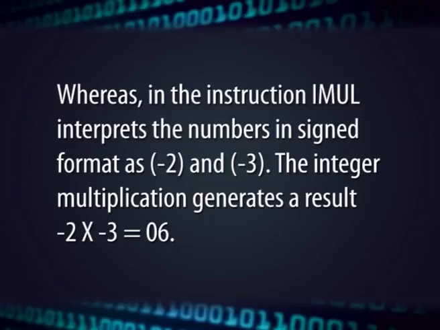The integer multiplication generates a result of -2 multiplied by -3, and the result is equal to 06 instead of FD02 if it were an unsigned multiplication. So, the result 06 is stored in the register AX after the execution of the instruction IMUL. All the flags are affected similarly to the flags affected for other arithmetic operations as explained before.